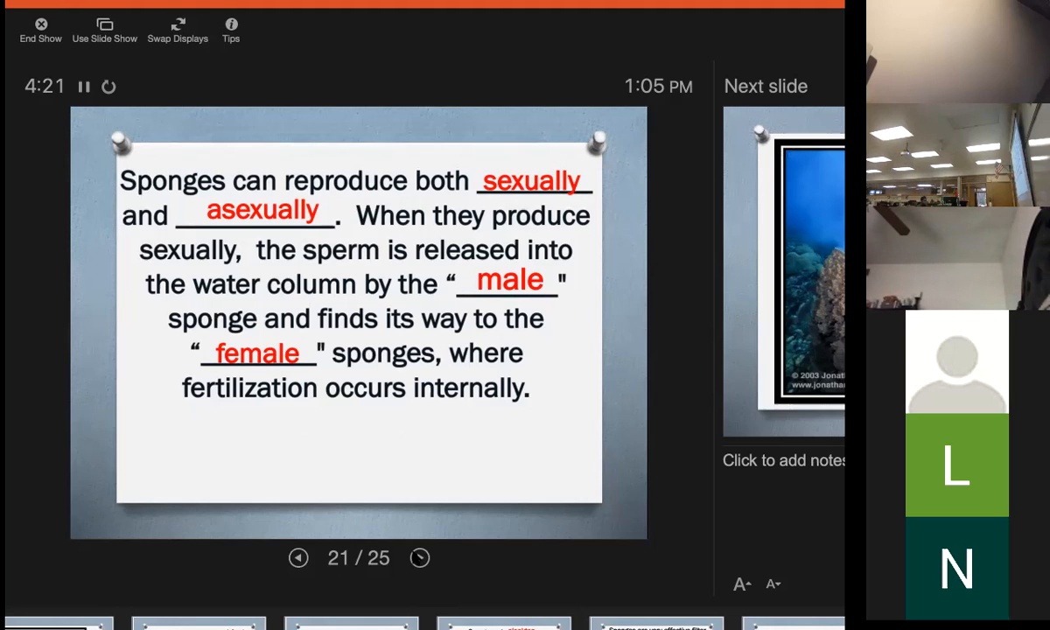So, for sponges, let's say a piece of the sponge breaks off and it lands in a new place. That piece that's broken off can start to grow there. We call that budding, and that's asexual. That means there was no exchange of genetic information. It's just one individual, basically like a clone.